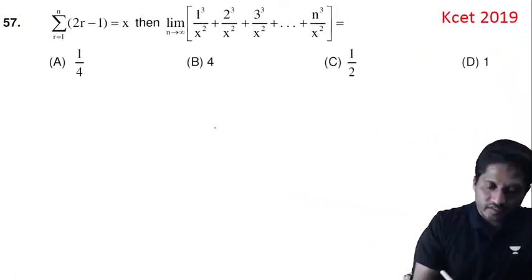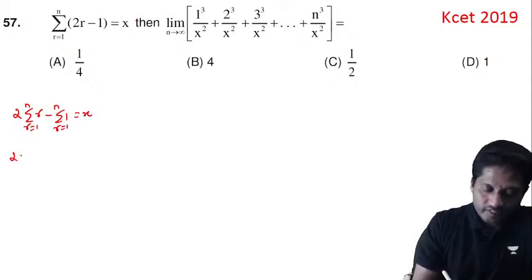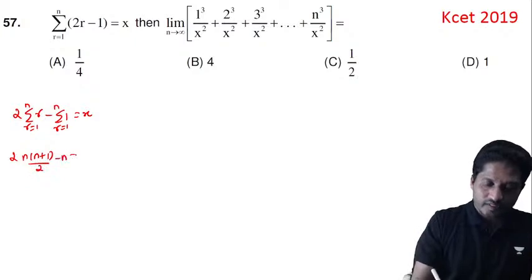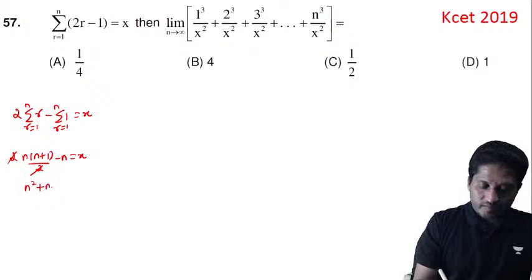Okay, even this question is very good. 2 times summation r is equal to 1 to n, minus summation 1, r equal to 1 to n, is equal to x. Summation r from 1 to n means n into n plus 1 by 2. Summation 1 is n. So 2 times that minus n is equal to x. If you multiply, you get n square plus n minus n is equal to x. This will cancel, x is equal to n square.